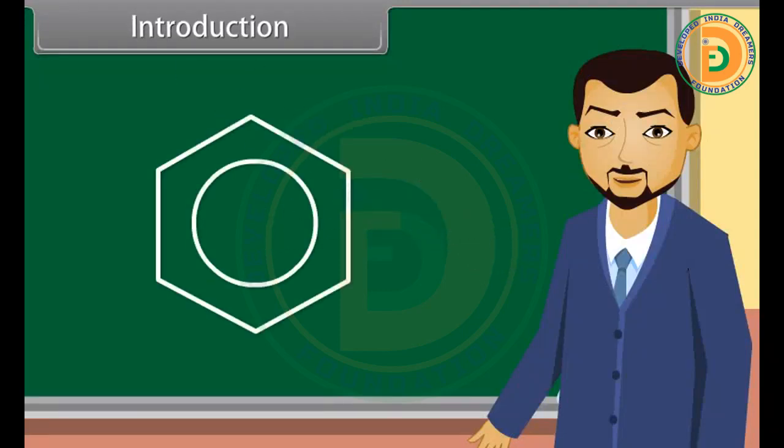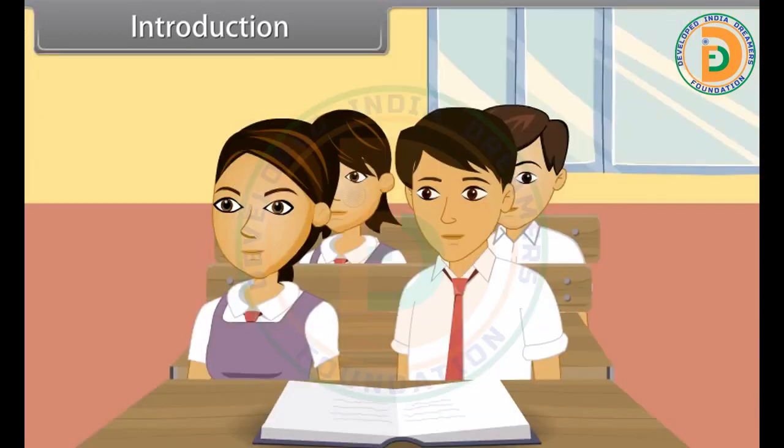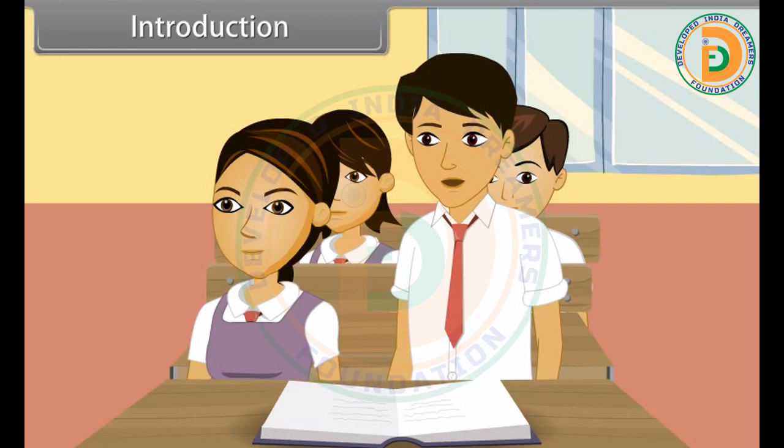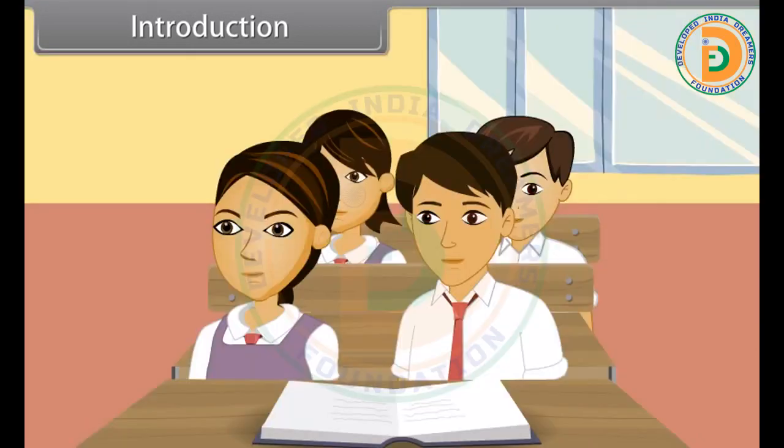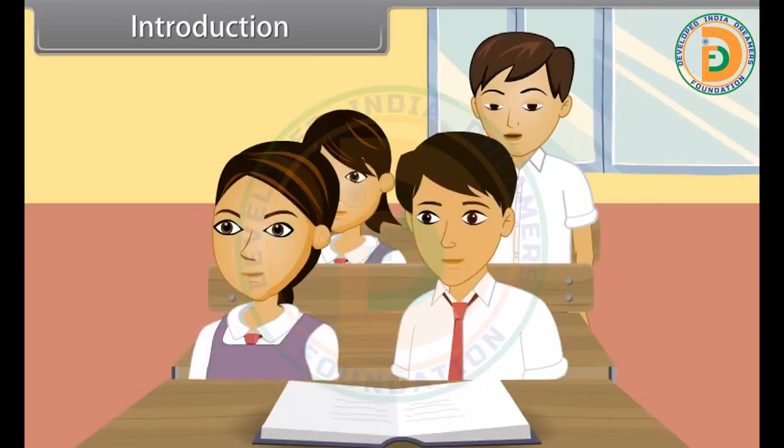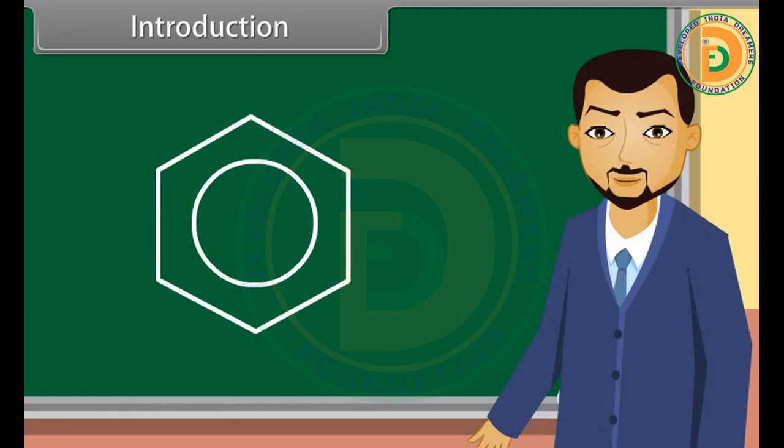Students, look at this structure. Does anyone know what this is? Sir, this is a benzene ring. Correct, a benzene ring. And now, who will define aromatic hydrocarbons? Sir, aromatic hydrocarbons are those which contain one or more benzene rings. Very good, Rahul. Today we will learn about aromatic hydrocarbons.